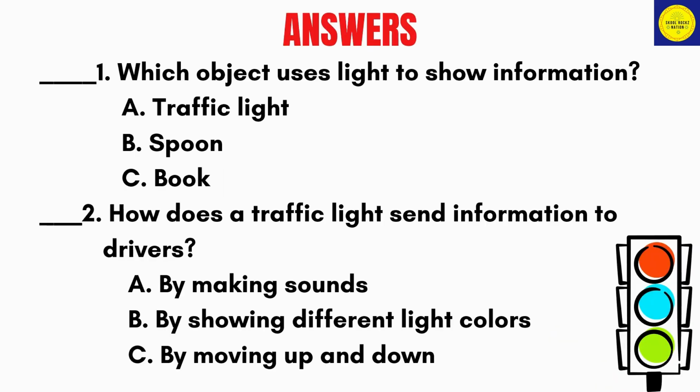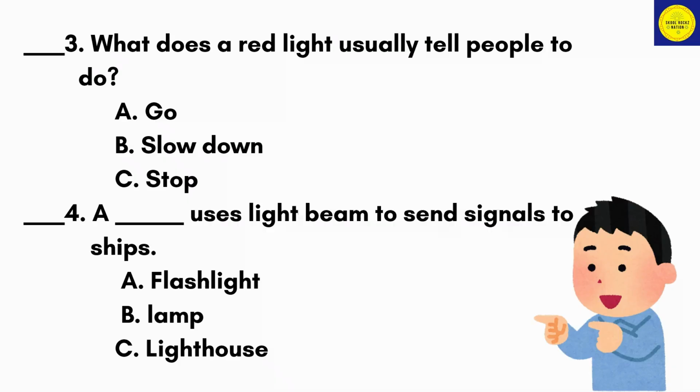Here are the answers. 1. Which object uses light to show information? A. Traffic light. 2. How does a traffic light send information to drivers? B. By showing different light colors.